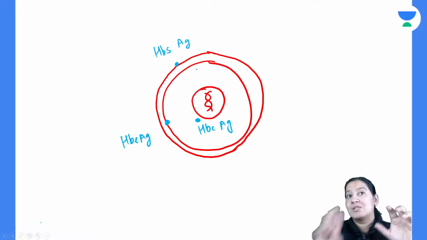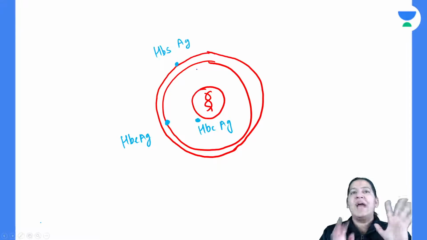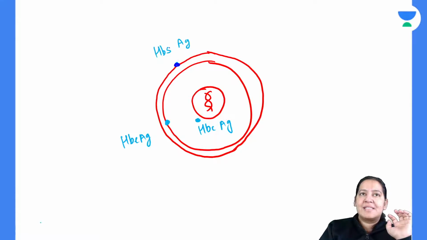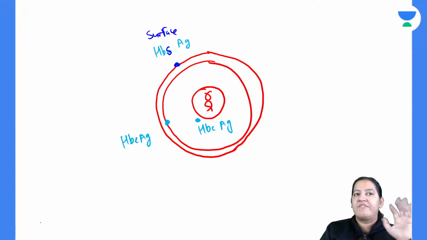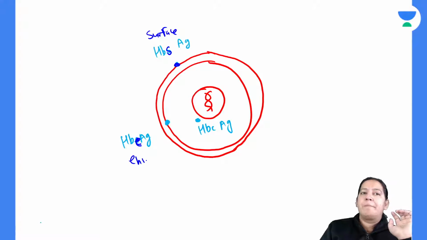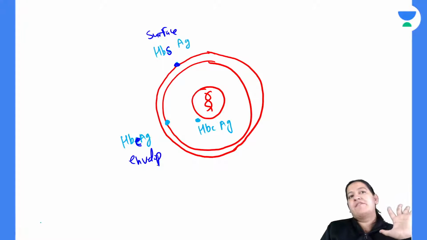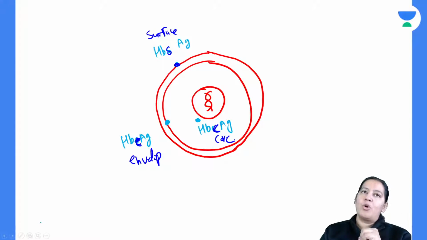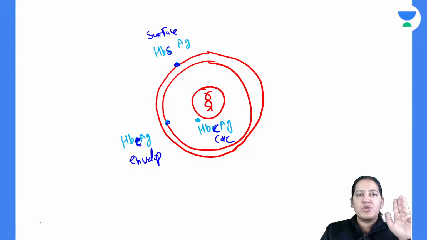On this virus, three antigens are present. The first antigen is S, S for surface. The second antigen is E. E is for envelope, and it is present on the envelope. And the third is C. C is for core, and it is present in the core. Have you got it? There are three antigens.